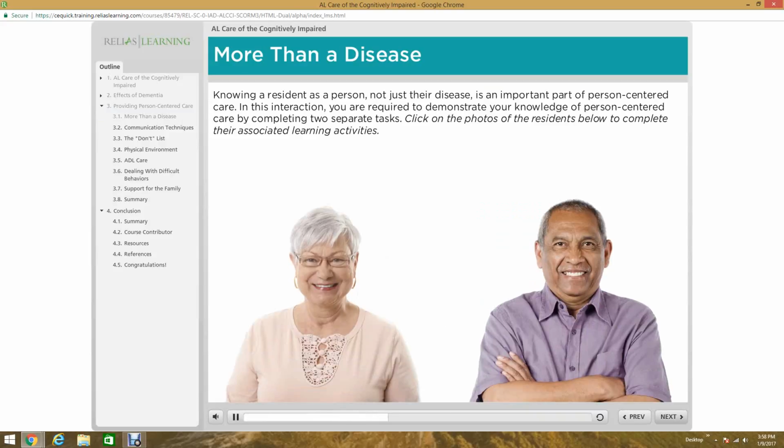In this interaction, you are required to demonstrate your knowledge of person-centered care by completing two separate tasks. Click on the photos of the residents below to complete their associated learning activities.